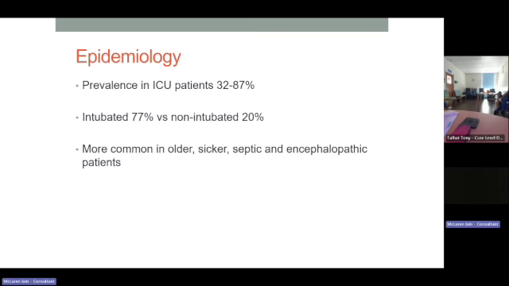Delirium is much more common in an older patient group, sicker patient group, so patients with high Apache scores will tend to have more delirium. Patients with sepsis, and patients who are encephalopathic for other reasons. In our patient group, we see a lot of patients with alcohol-induced encephalopathies, but metabolic encephalopathies as well, and sedation-related encephalopathies.